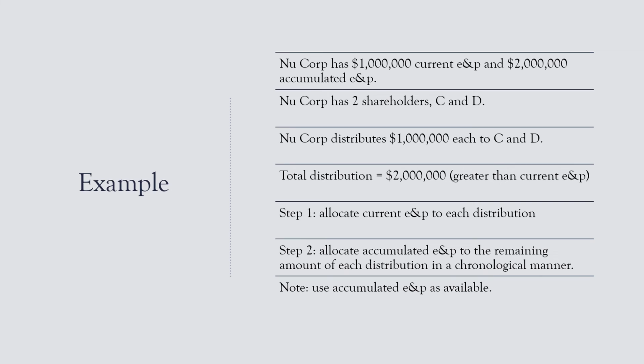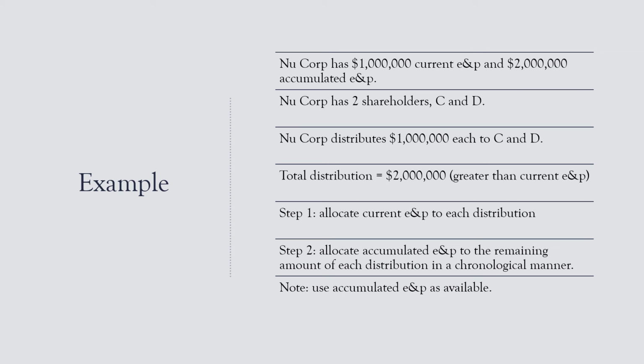The total amount of distribution is 2 million. So far we've been able to cover 1 million out of the 2 million of the total distribution. So we're still left with the remainder of 1 million. That's why we have to go to the accumulated earnings and profits. An important point to note when you're dealing with accumulated earnings and profits is that you don't have to add up anything. You don't have to sum up the remaining distributions. All you have to do is just use the accumulated earnings and profits on a first come, first served basis.